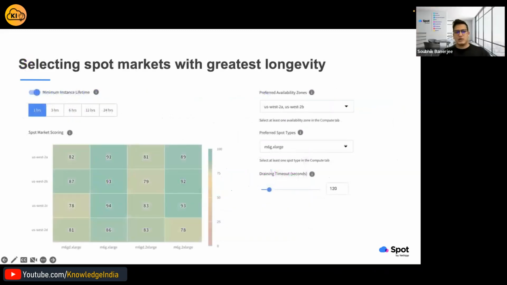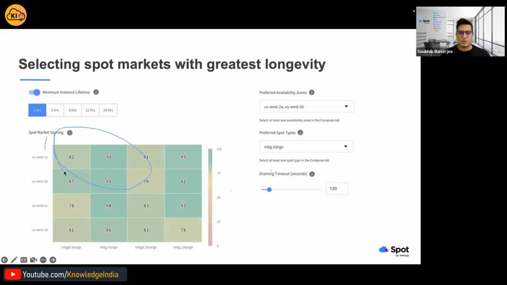So moving on, another very important aspect of Elastigroup is spot markets. As I was saying earlier, a market designates an instance type in an availability zone. So when you configure an Elastigroup, a very important feature there is spot market scoring. As you can see on my screen, this is the heat map, the spot market scoring.